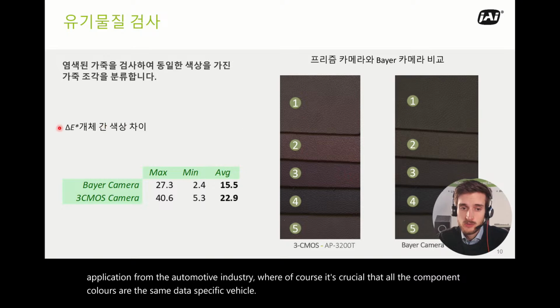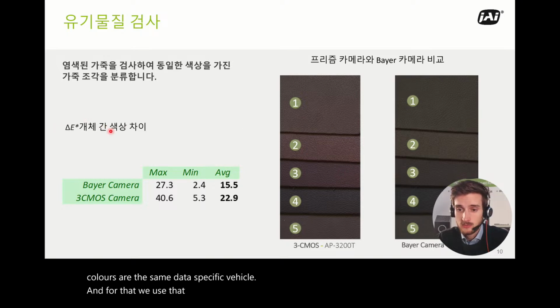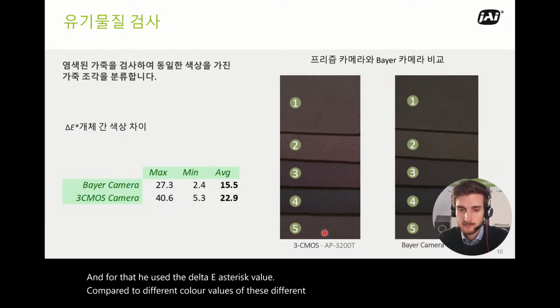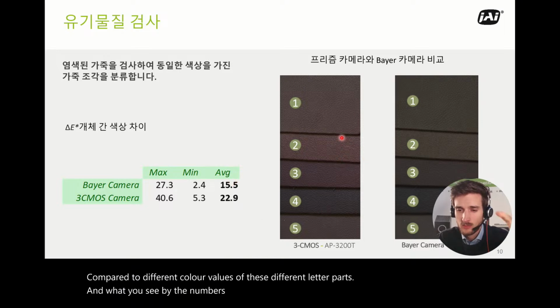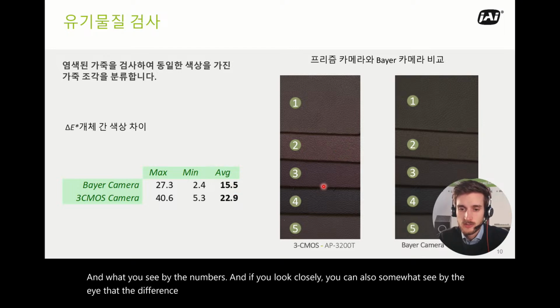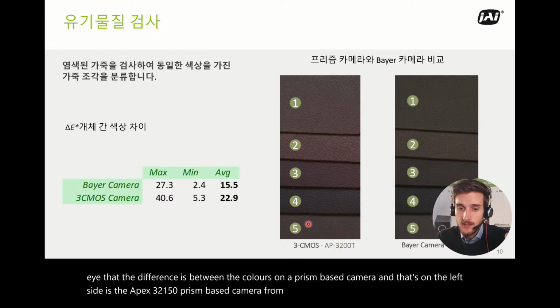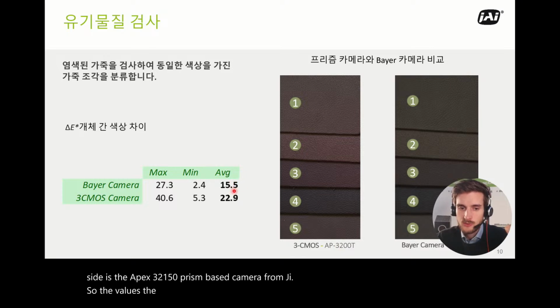And for that we used the delta E asterisk value to compare the different color values of these different leather parts. And what you see by the numbers, and if you look closely you can also somewhat see by the eye, that the differences between the colors on a prism-based camera, and that's on the left side, the Apex 3200T prism-based camera from JAI, the difference values are actually higher on the series CMOS camera.